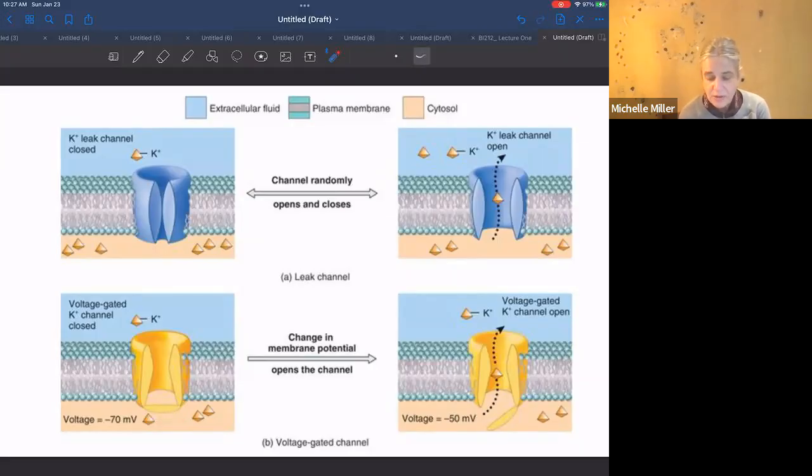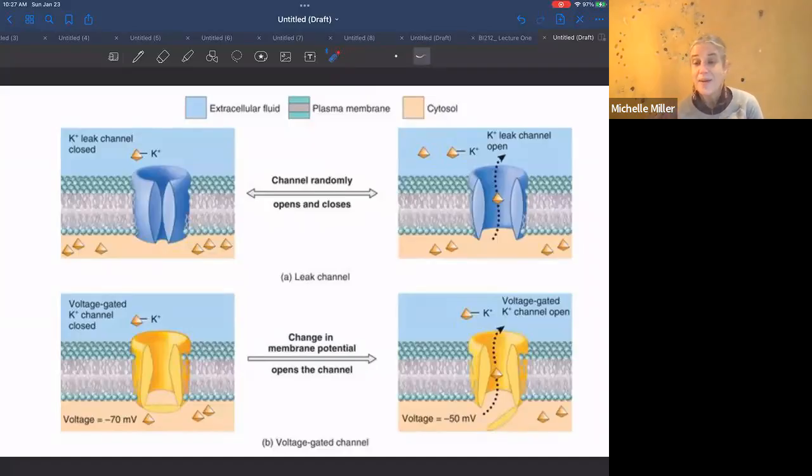We also have channels in this particular instance that are closed at some points and that open at others. So as the membrane potential changes as it goes down the axon, these voltage gated ion channels will open and they will close. And this allows for lots of movement of potassium and sodium into and out of the axon.